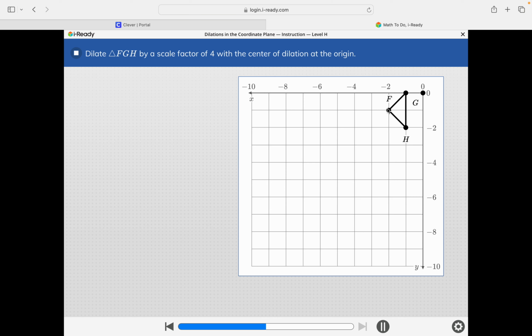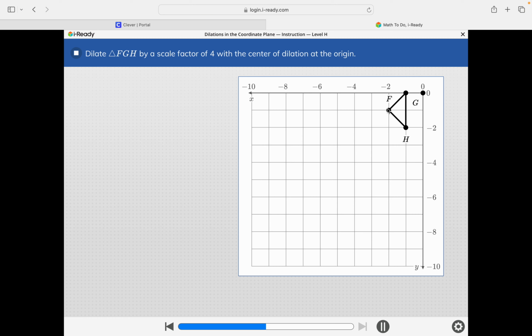Now let's make the F prime. F prime is what? Times by 4. Now let's times, Subani, one by one, okay? Minus 2 times 4. No, don't do that minus. 2 times 4 is how much? 8, and then add a minus at the end. So now x equals minus 8 in the F prime.